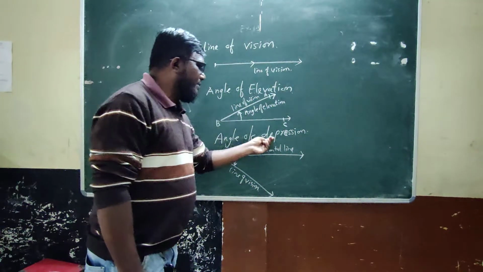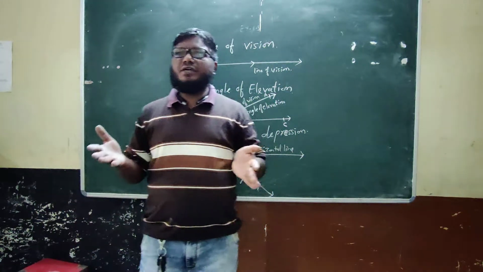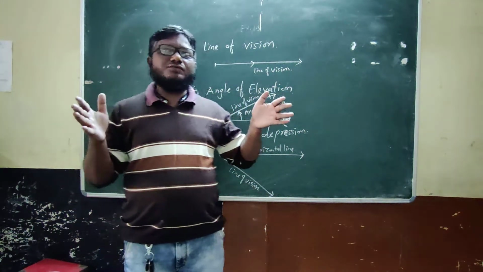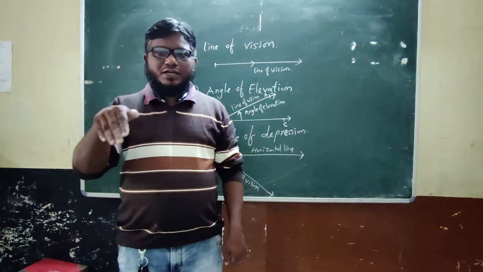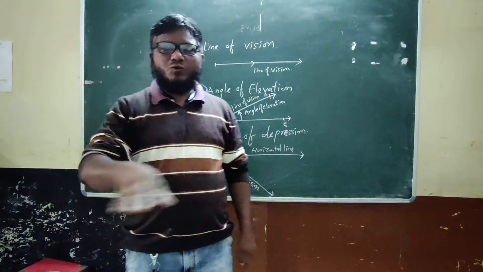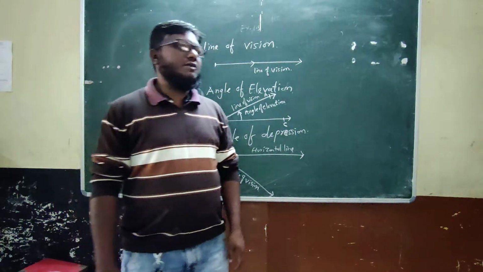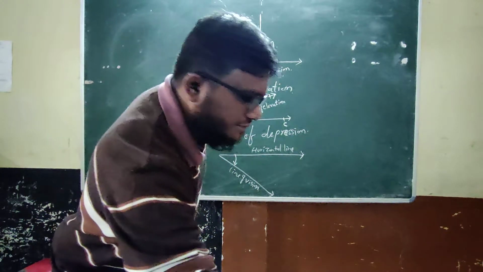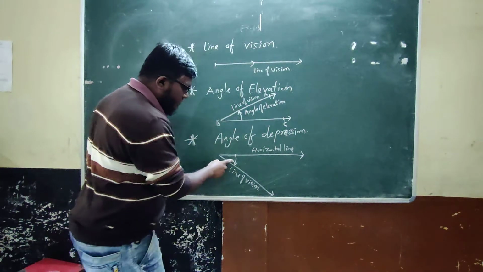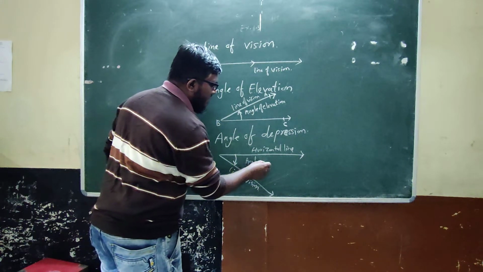And angle of depression is exactly the opposite example. We are standing on the terrace of a big building and we are looking at the cars which are moving on the road. So we have to bend down our neck, that is the angle of depression. The arrow is shown here downwards, that is angle of depression.